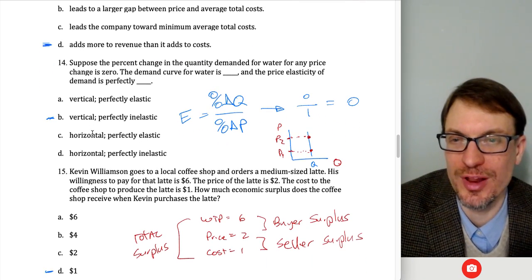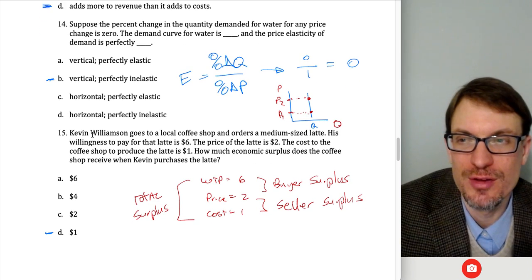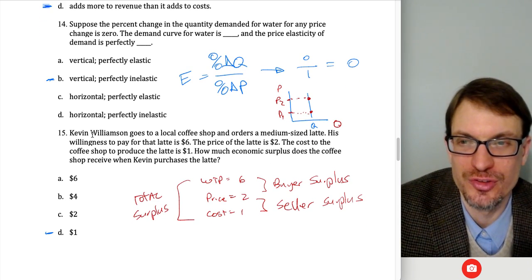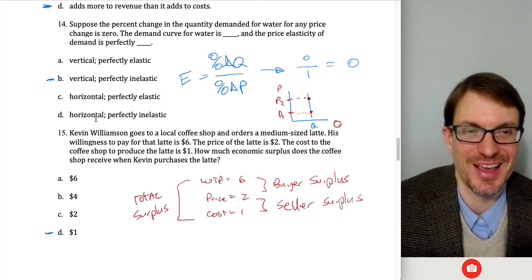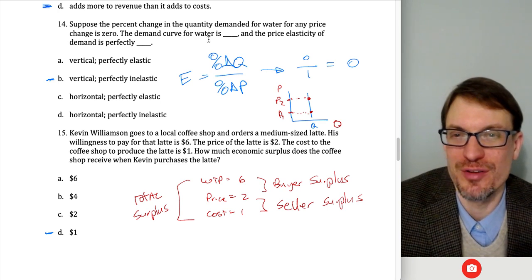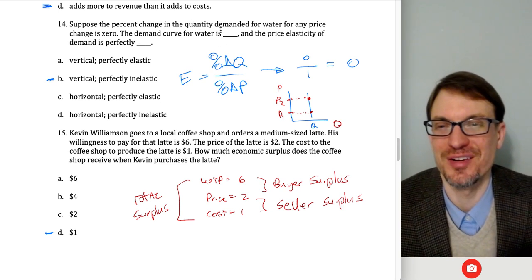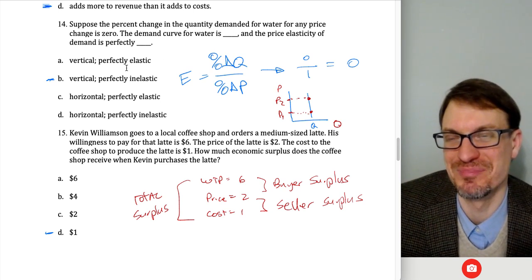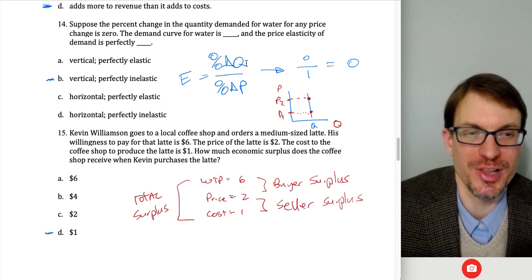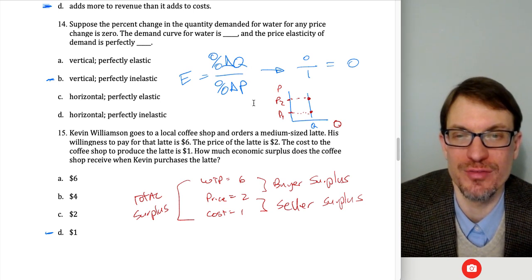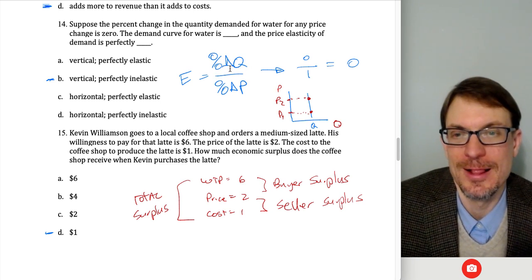So suppose the percentage change in quantity demanded for water for any price change is 0. Oh, no, we've got perfectly inelastic demand, right? The demand curve for water is perfectly inelastic. The demand curve is vertical. Price elasticity of demand is perfectly inelastic. Yeah, so price elasticity of demand is the percentage change in quantity divided by the percentage change in price.